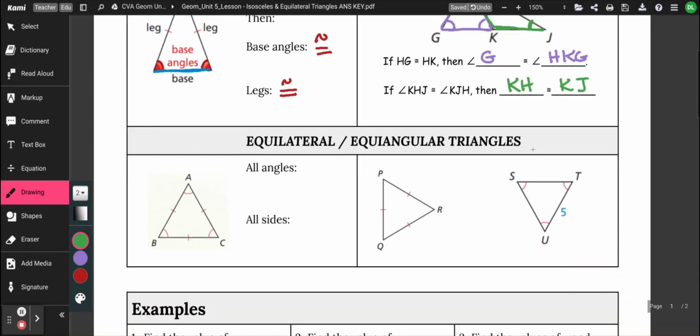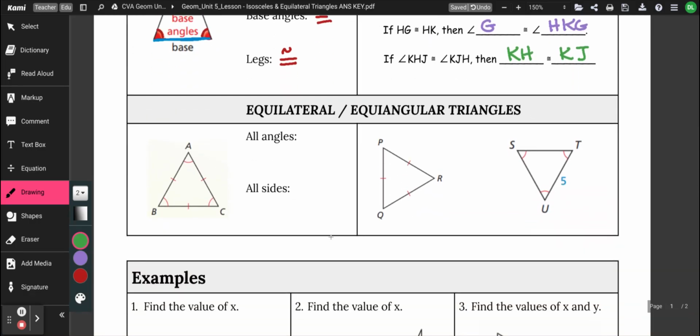Okay, equilateral and equiangular triangles are actually quite a bit easier because everything is congruent. So all the angles in an equilateral triangle are congruent and all the sides are congruent. Okay, that makes it pretty easy to figure these out. Now the size of the triangle can change, which means the side lengths are going to determine how big or how small our triangle is. But the angles are always going to be the same.